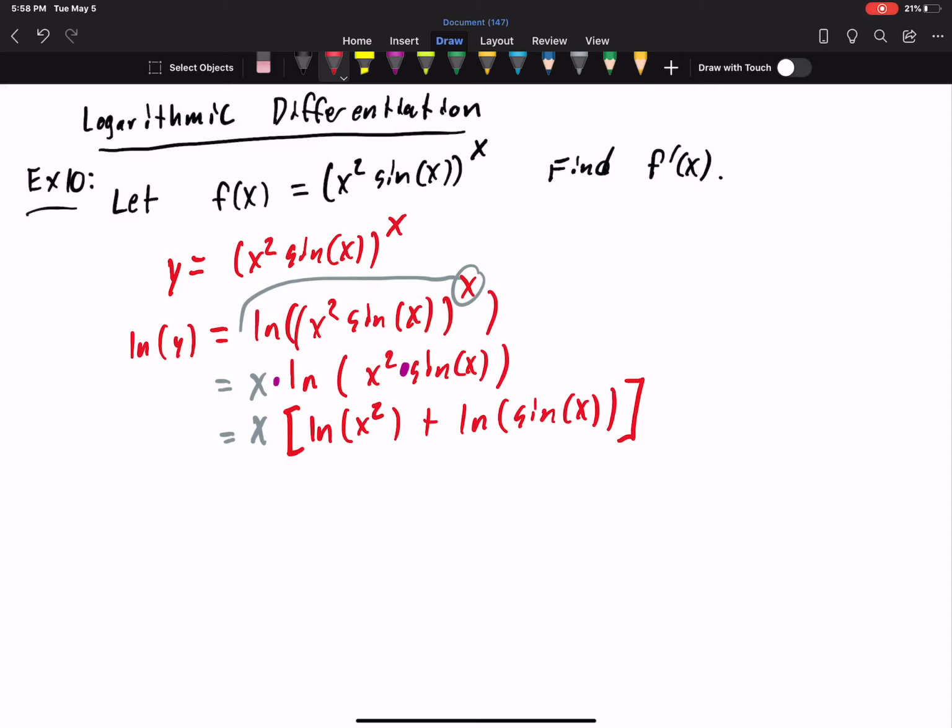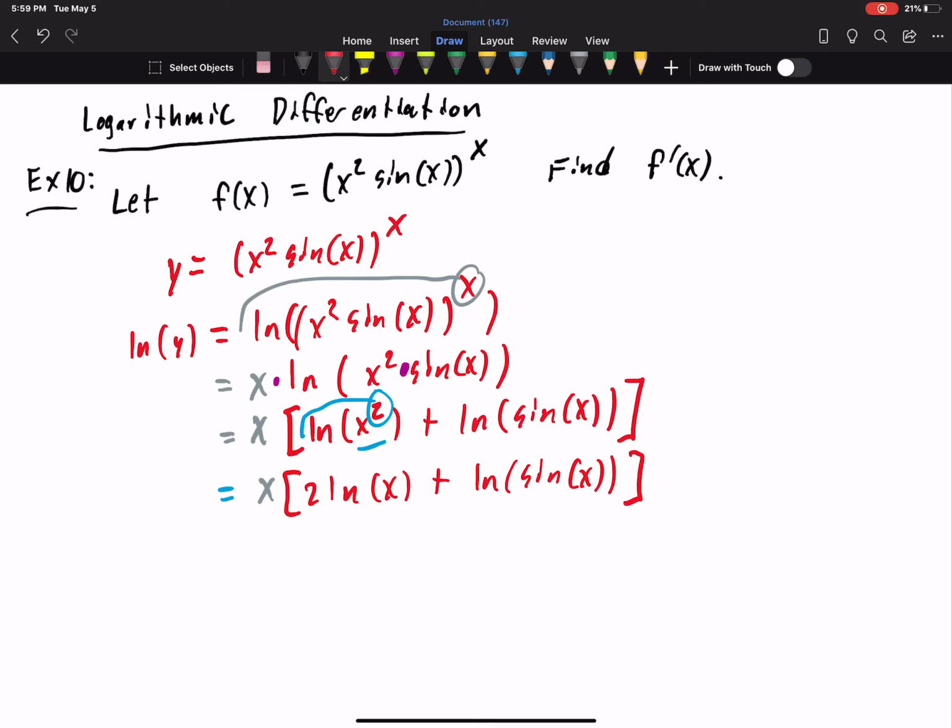All right, so are we done with our log rules yet? Nope, because we have in the first log this x squared. This 2 could be moved down in front of this log. So writing that out, we have x times 2 natural log of x plus natural log of sine of x. Can't really do much with this natural log of sine of x. Okay. Now, are we done with our logs? Thankfully, yes.